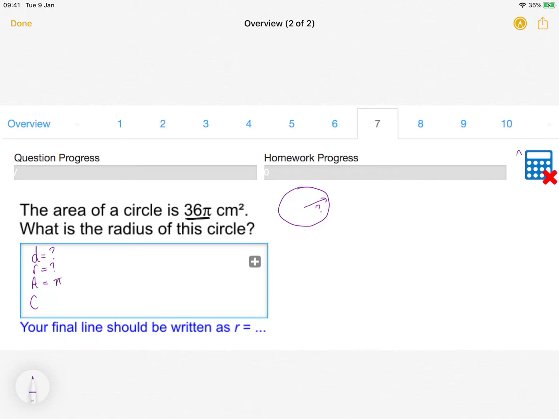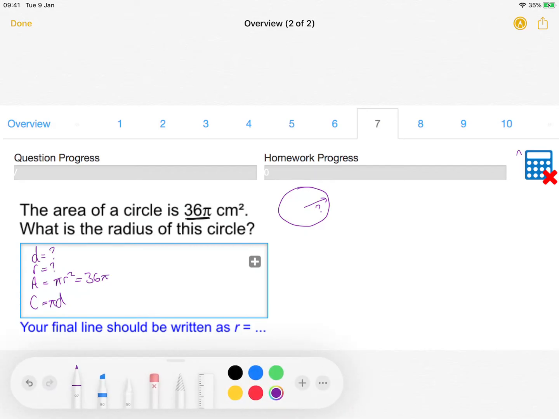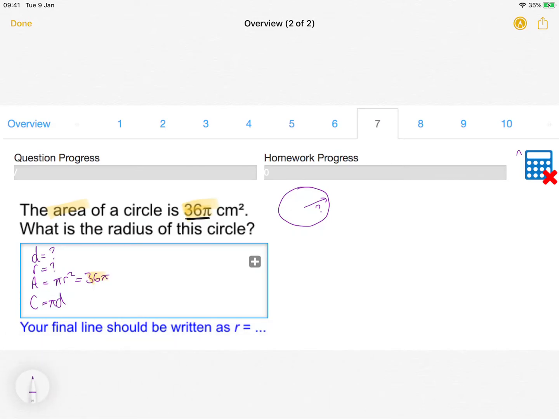Area is pi r squared, and it's also equal to 36 pi. Circumference is pi d, but I'm not told any information about that. I got 36 pi from the question. So remember, pick out keywords, pick out key facts. Then I can set up an equation where 36 pi is equal to pi r squared. I want to find out what r is on its own.